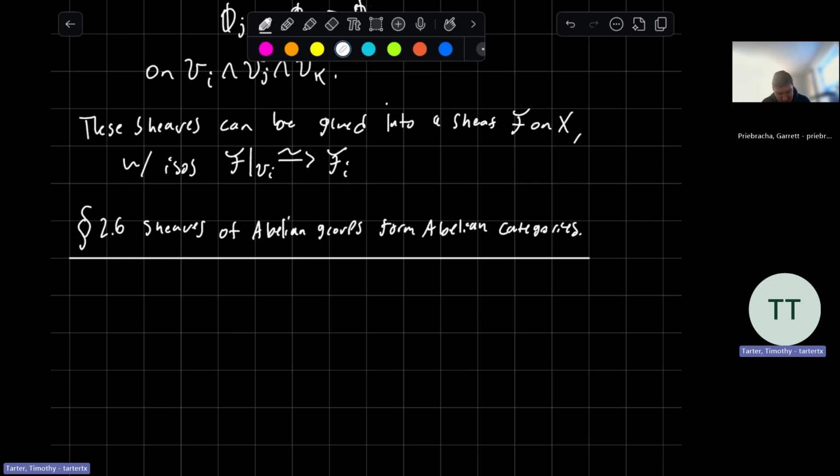So the thrust of this section is that we can treat sheaves of abelian groups or OX modules like vector spaces or modules over a ring. And so we can understand kernels, cokernels, and exactness at the level of stalks, which are just abelian groups. So basically everything breaks down into abelian groups.